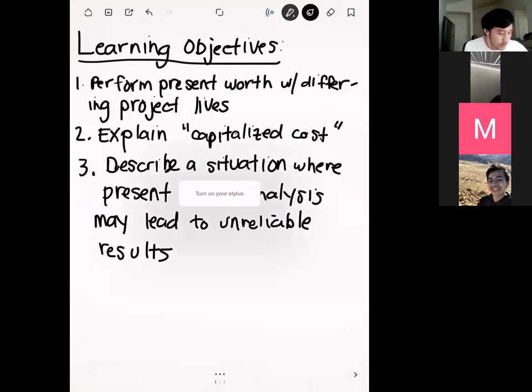So the plan for today is we're going to continue on with our lecture notes on present worth analysis. We basically went over the basics of present worth analysis last week. Actually, I forgot, Tuesday we had James come here. So today we're going to go over what happens if you have some situations that don't match up pretty well.